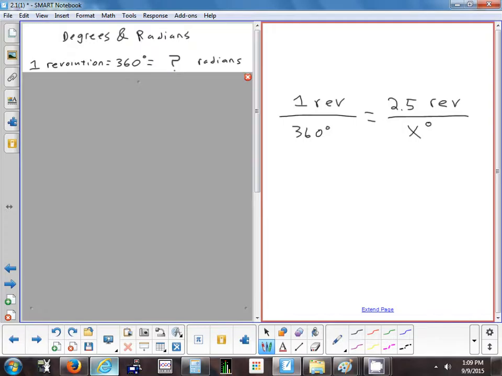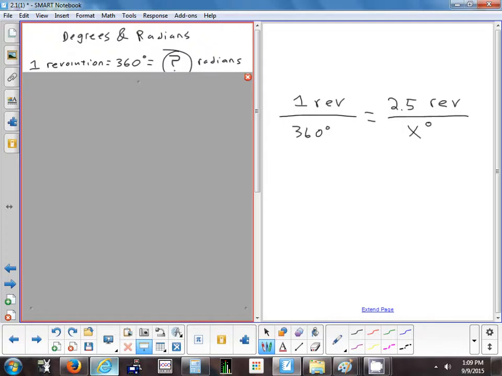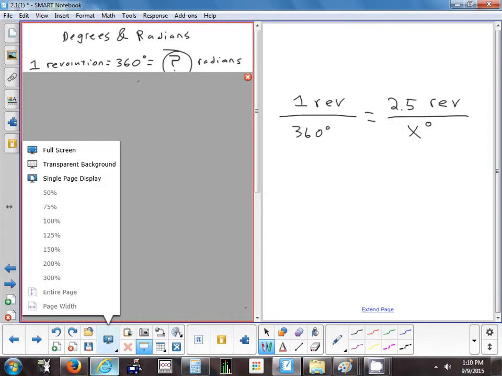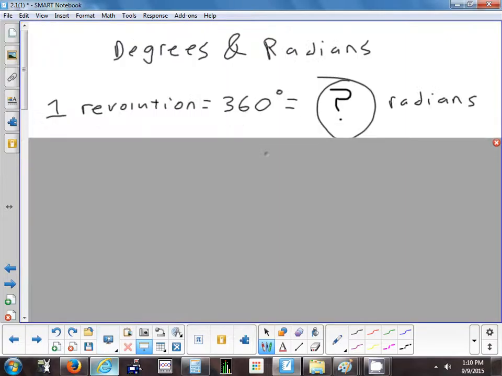But what we really want is a way to change degrees to radians. I'm not going to really spend a lot of time playing with revolutions. We're going to do more with degrees to radians. So we've got to figure out how many radians in a revolution, or how many radians in 360 degrees? First thing I'm going to do is give you a description of what a radian looks like. And then later on, we'll figure out exactly how many degrees are in a radian.